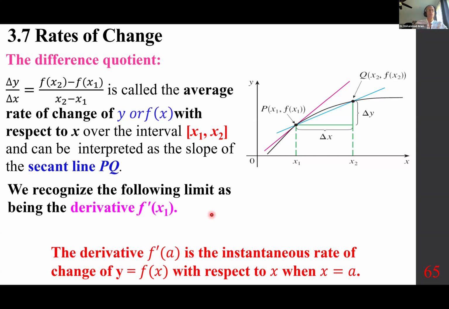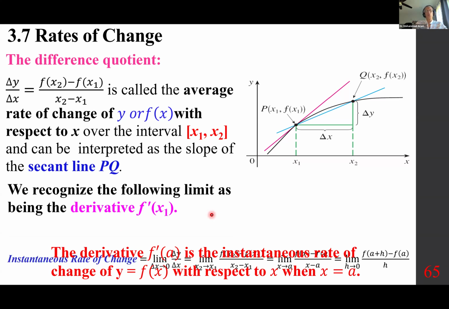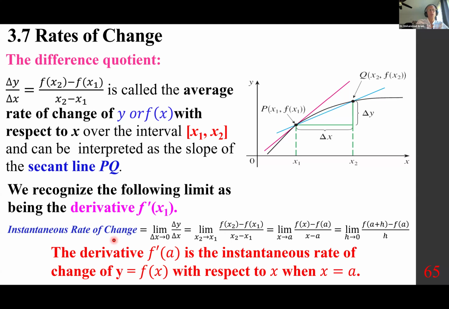We recognize the following limit as being the derivative, f prime of x sub 1. Instantaneous rate of change. The limit of delta y over delta x as delta x approaches 0. So if we look at this one to be the rise, this one to be the run, delta x, as x sub 2 approaches x sub 1, or delta x approaches 0. A limit of f(x sub 2), this one, minus f(x sub 1) over x sub 2 minus x sub 1 as x sub 2 approaches x sub 1.